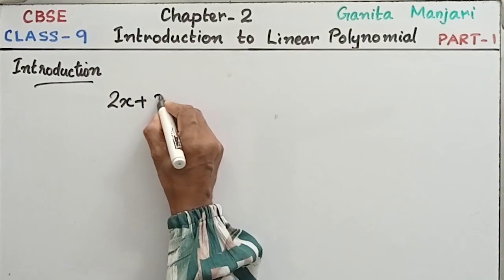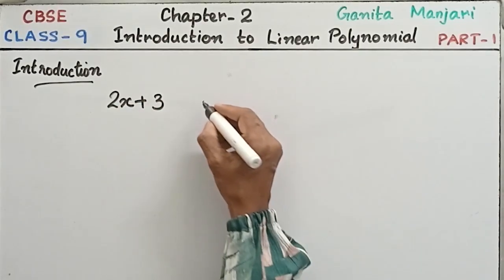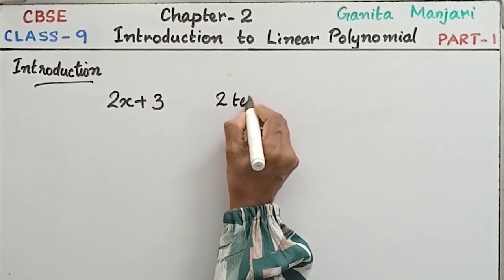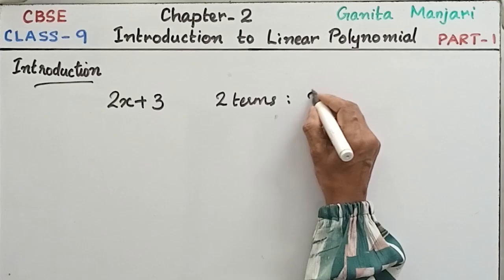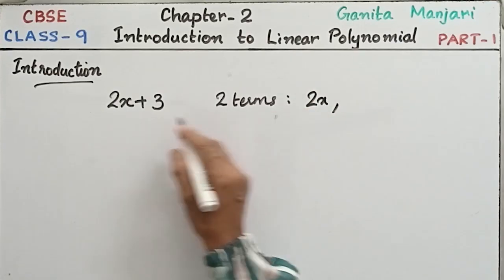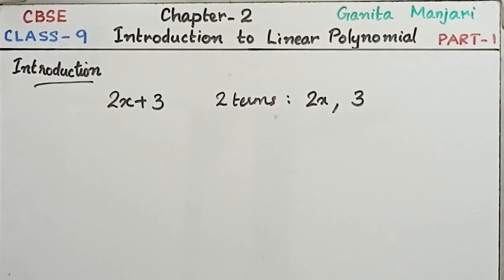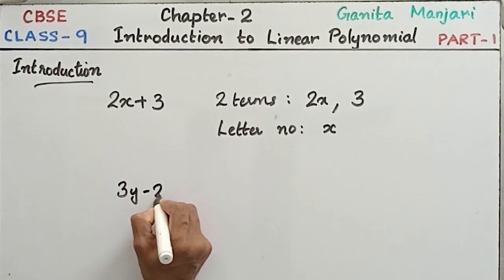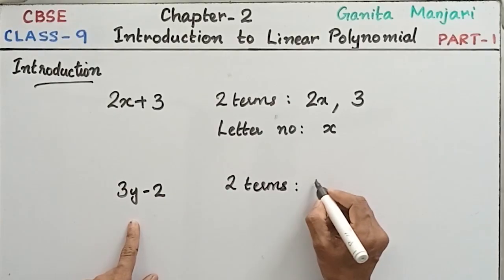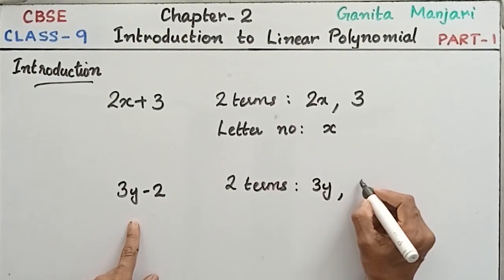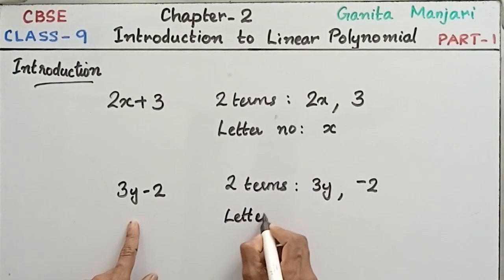2x plus 3. It's an algebraic expression. It has two terms. The first term is 2x and the second term is 3, and the letter number is x. 3y minus 2 is another example. It also has two terms. The first term is 3y and the second term is minus 2, and the letter number is y.